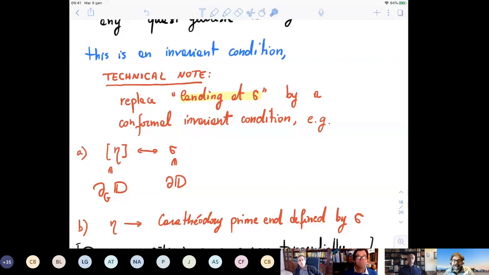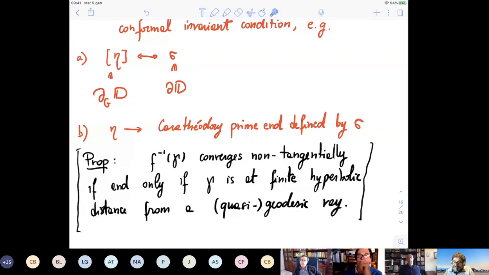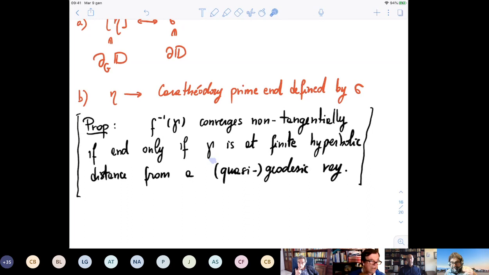So you can rephrase this sentence, landing at sigma, by either saying that this eta is a geodesic, and so you can represent sigma by considering the Gromov point. So sigma is essentially given by the Gromov class of this geodesic. Or in dimension one, you can use Carathéodory's prime end theory, which I'm not entering into here, which tells that eta, the geodesic, converges in the Carathéodory topology to the prime end defined by sigma. But anyhow, what is important is that F^{-1} of gamma converges non-tangentially if and only if gamma, now in our domain D, stays at finite hyperbolic distance from a quasi-geodesic ray.